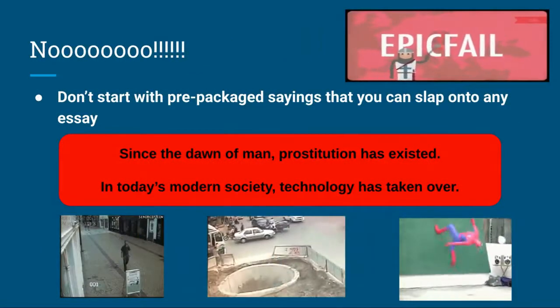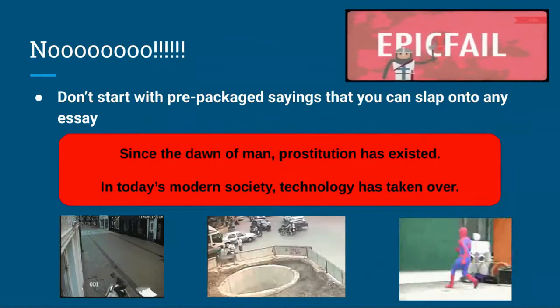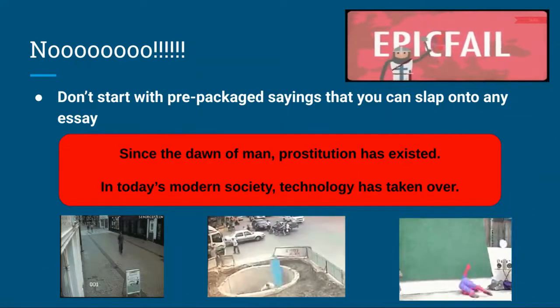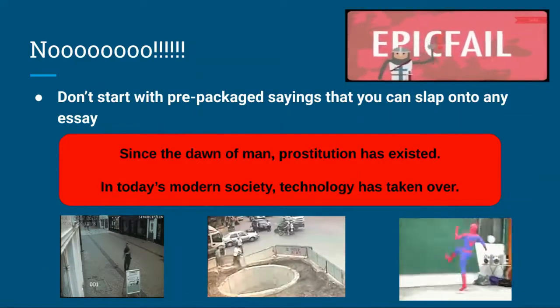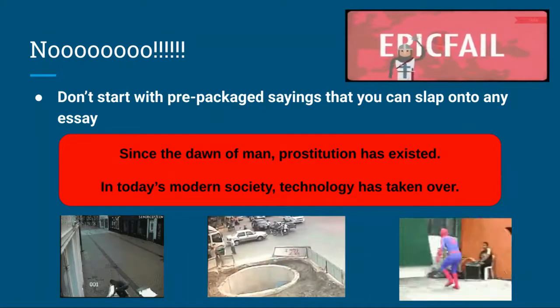What you don't want to do is you don't want to start with prepackaged sayings that you can slap onto any essay, okay? Since the dawn of man, prostitution has existed. I've read this sentence before in essays. You don't want to start that way, okay?